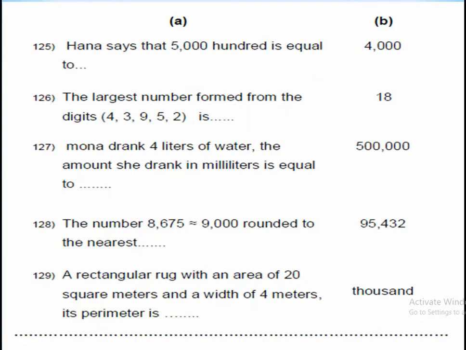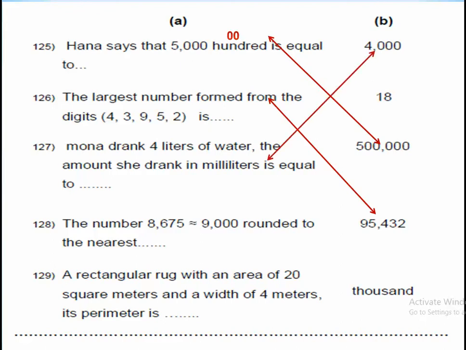Hannah says that 5,000 hundreds is equal to 5,000 hundreds. We will put 2 zeros, it will be 500,000. The largest number formed from this will be 95,432. Mona drank 4 liters of water. The amount she drank in milliliters is equal to 4,000.